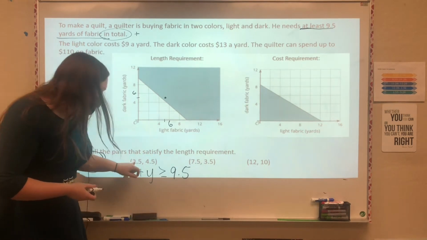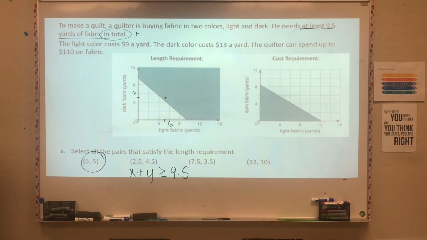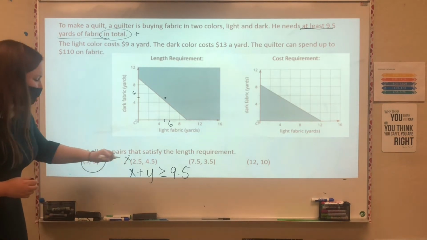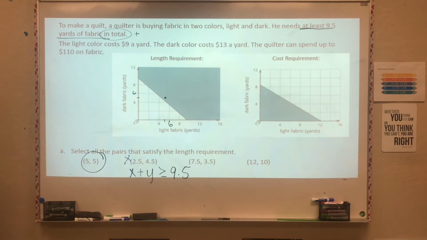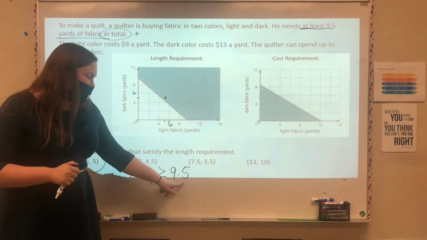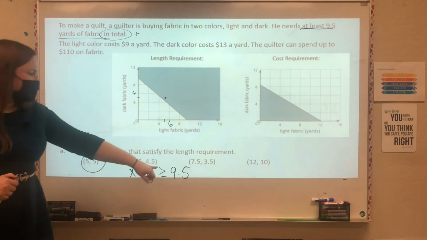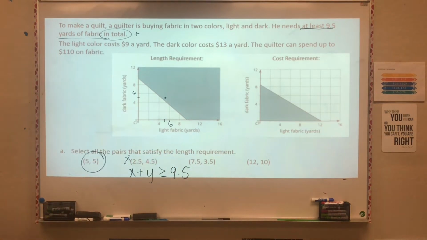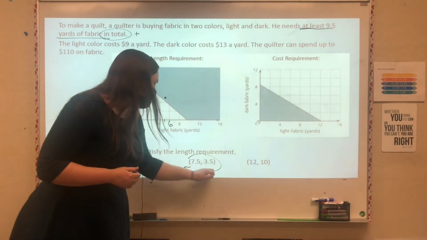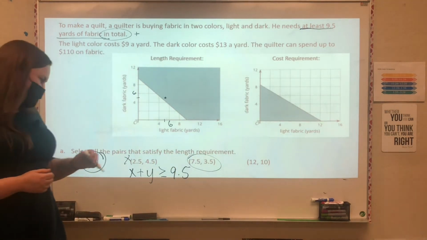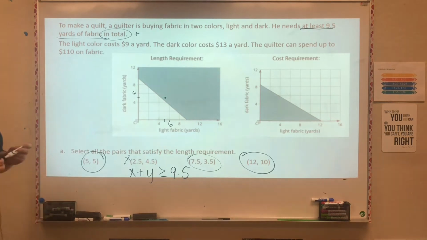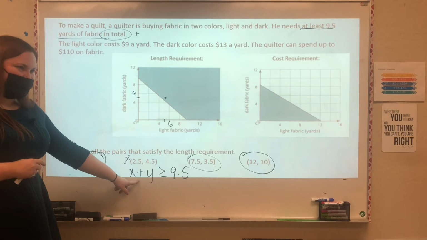What about this next one, 2.5 and 4.5? Does not satisfy the length requirement. Why not? Because 2.5 plus 4.5 is 7. Yep. So when you add them, you get 7. That's not at least 9.5. Keep going. That one does. Mm-hmm. And then the last one does also. Okay. You were doing those pretty quickly. I think based off just seeing where your eyes were going, you're using this each time.